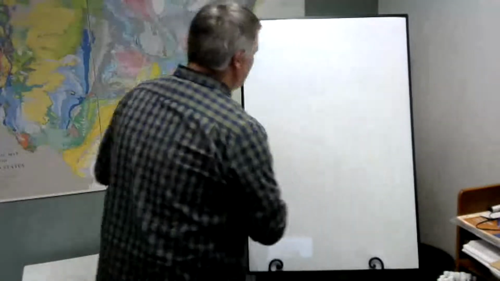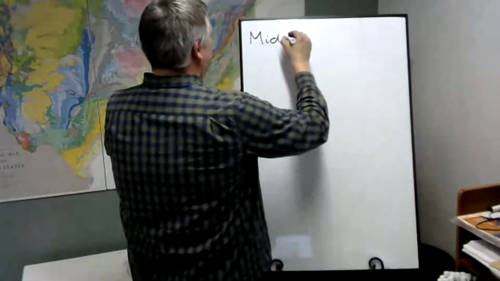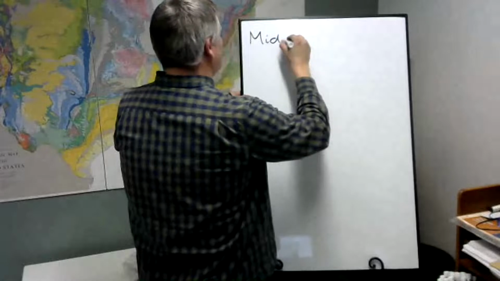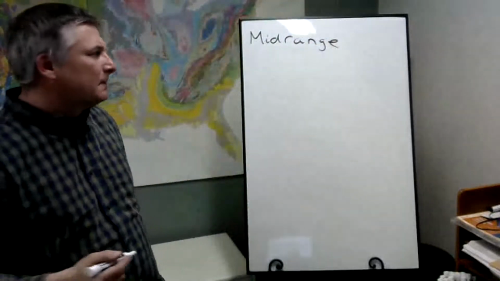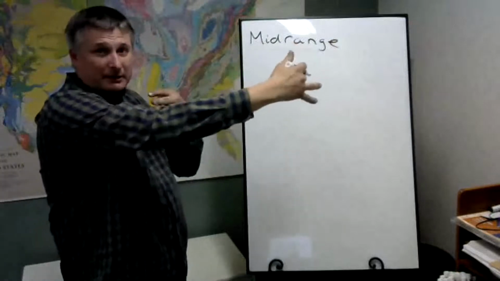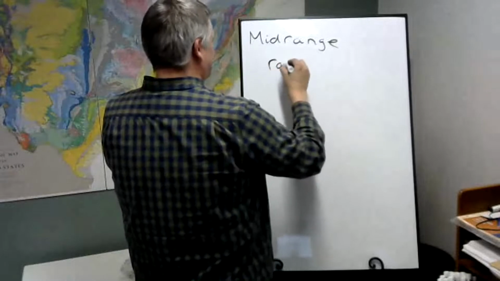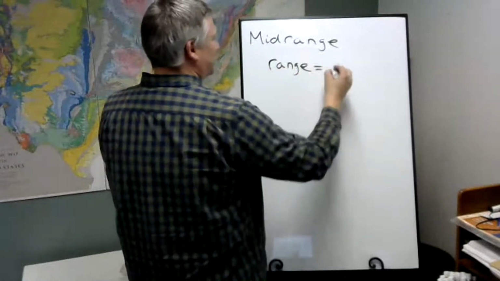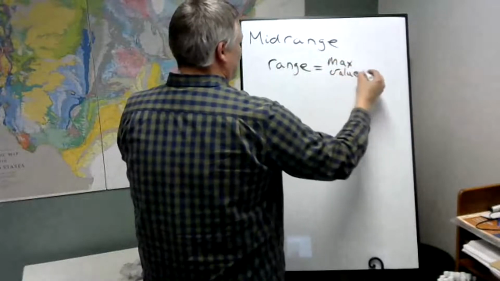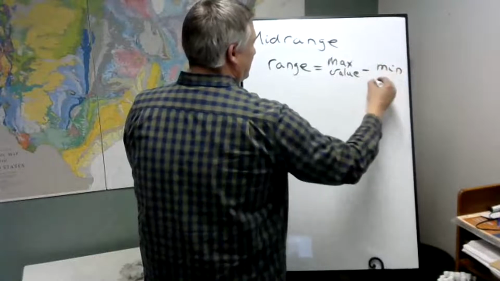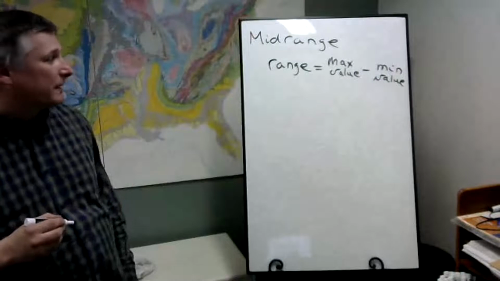Another one that's used is called the mid-range. And we're going to return to an idea called range, which is not a measure of center. It's a measure of spread or variety. So, but we'll introduce it. Range, and again, this is not a measure of center. It's the max data value minus the minimum data value. And so that's our range.